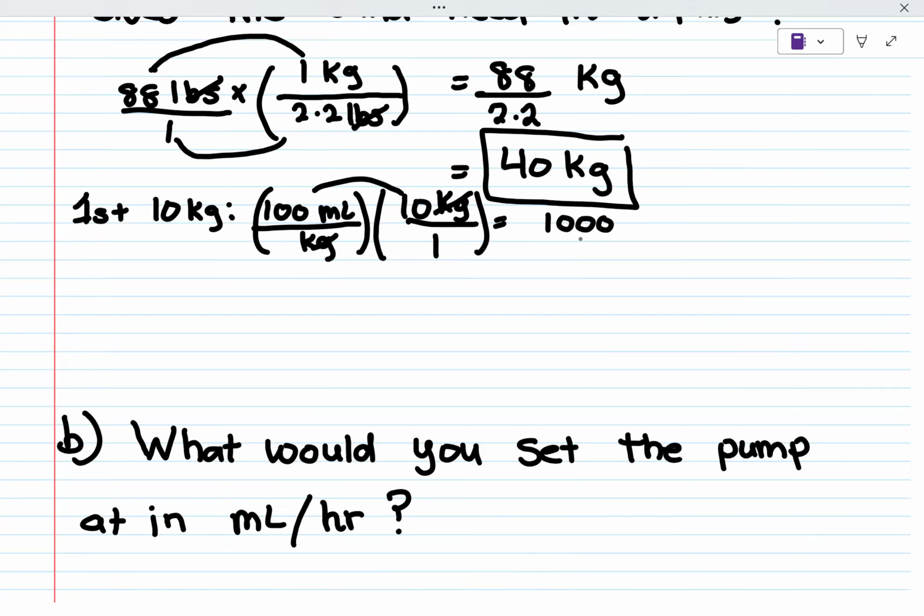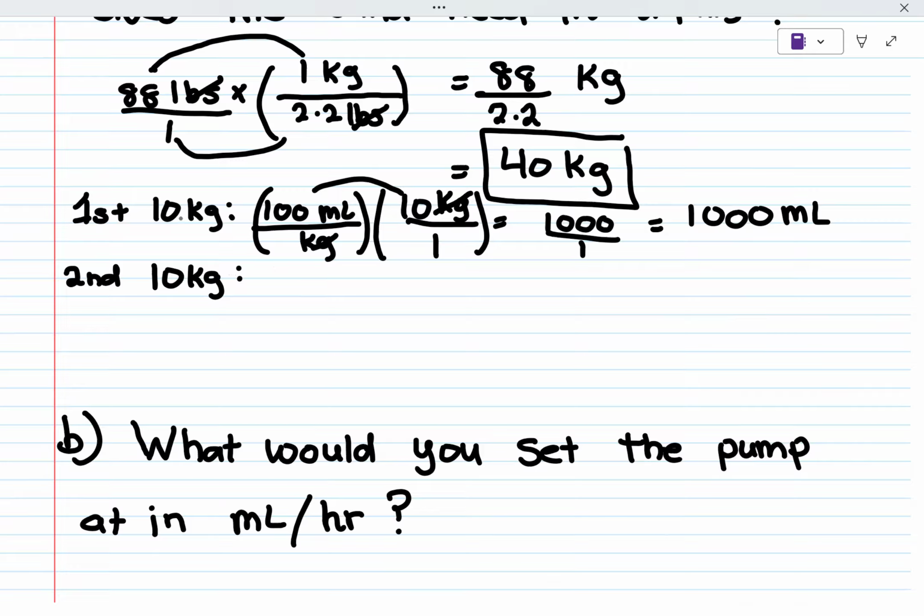And then you have this invisible one. So that's going to be 1,000, the kilograms disappear, and you get 1,000 milliliters. Okay. Now do the second. So it's going to be the second 10 kilograms.